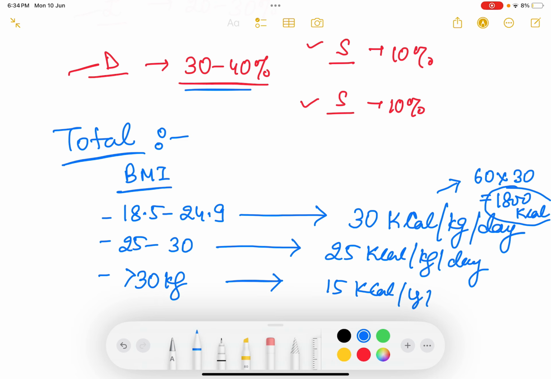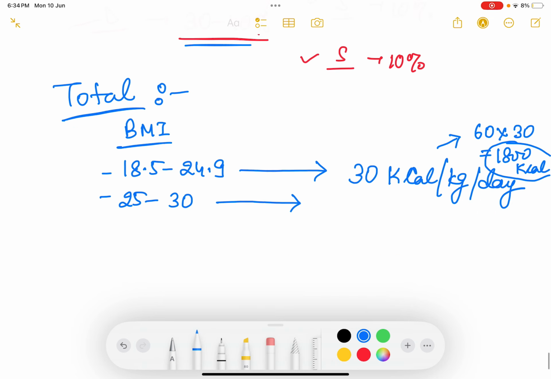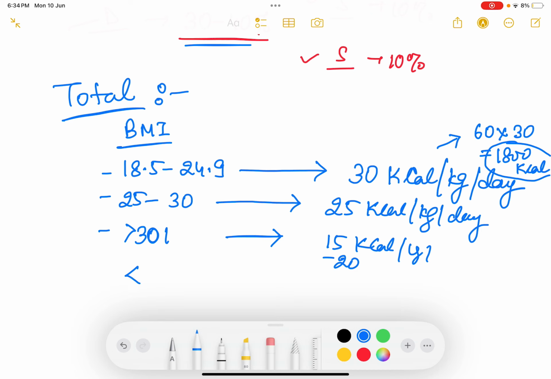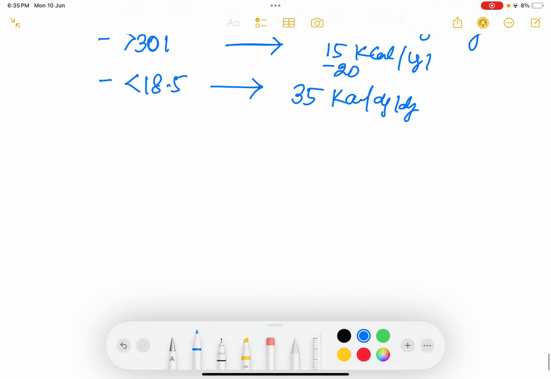And if the patient is underweight, that is BMI is less than 18.5, then you have to give a very high quantity of food to these patients. So the kilocalorie amount will be raised and 35 kilocalories per kg per day has to be given to the patient. So remember, if weight is less then we give more food, if weight is more then we give less food. So this is all about MNT.